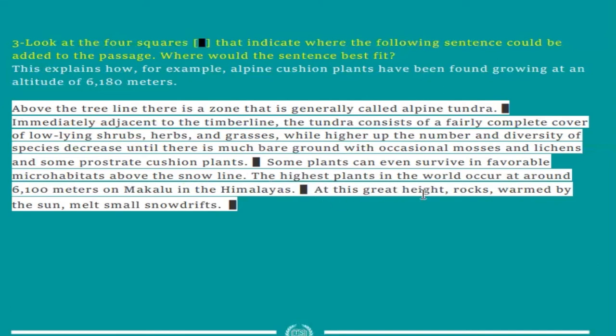Okay? At this great height, rocks warmed by the sun melt small snow drifts. This is our answer. So our sentence fits in this box, because this sentence is the reason why this result should come.